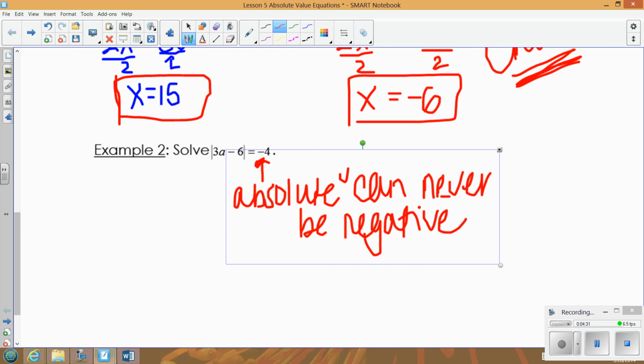So absolute values can never be negative. Therefore, I have no solution.